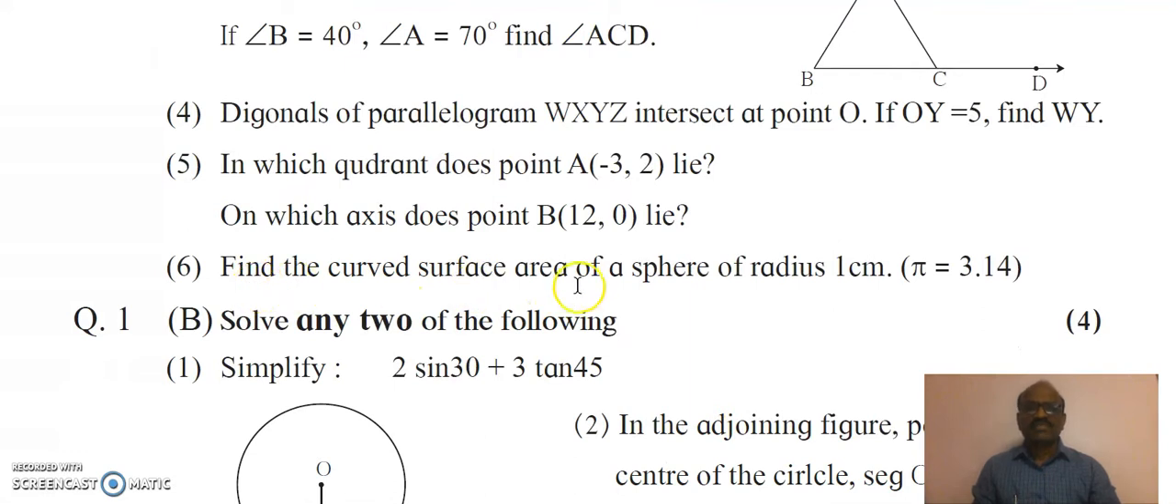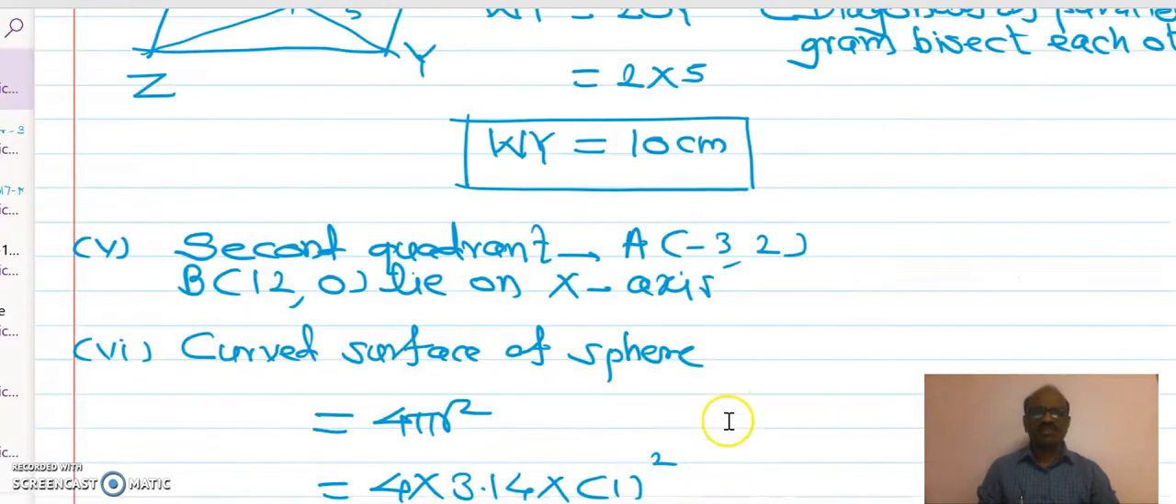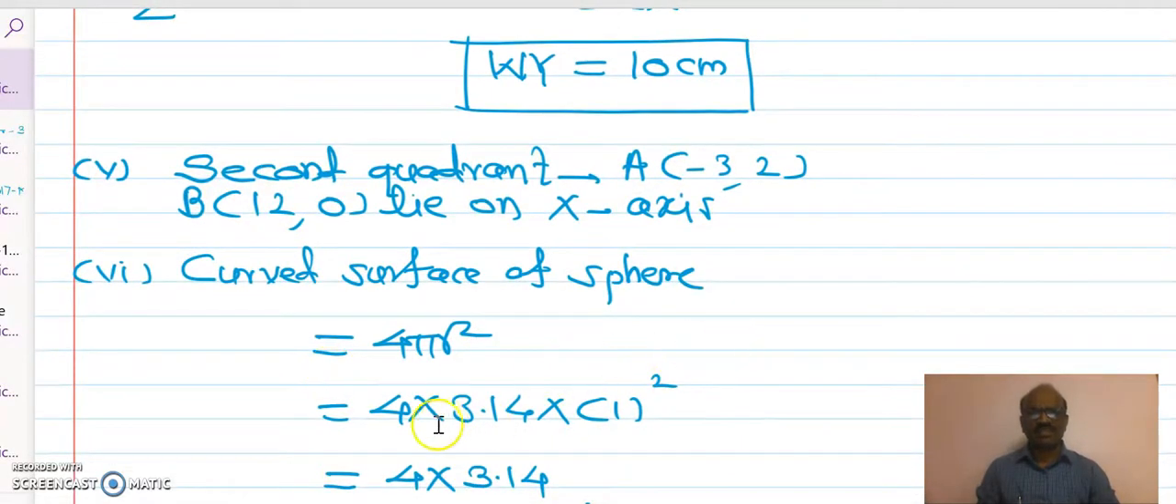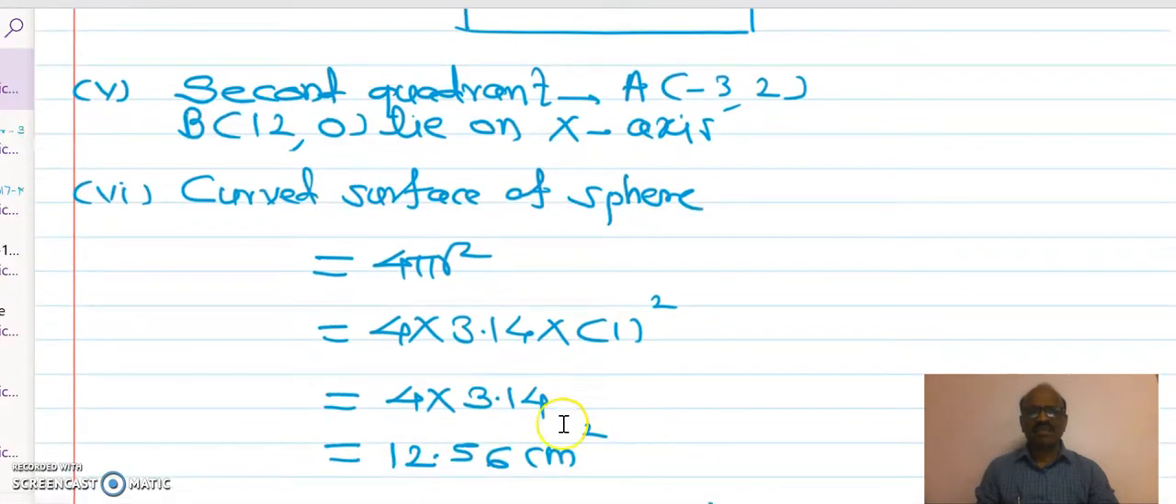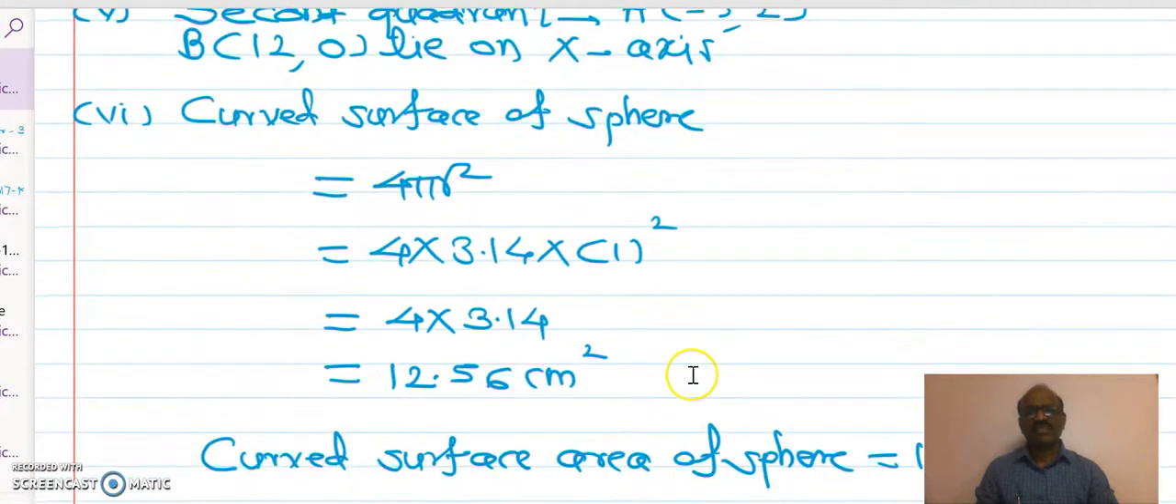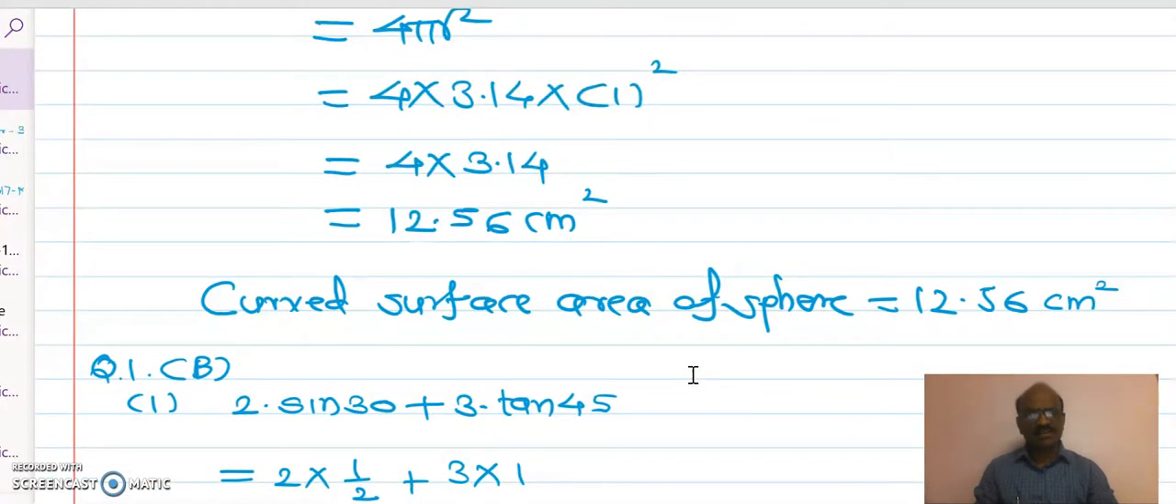Find the curved surface area of a sphere of radius 1 cm. Pi is equal to 3.14. Now the curved surface area of the sphere is 4 pi r square. Substitute the values, that is 4 into 3.14 into 1 square, and then you will get the value, that is 3.14 into 4, that is 12.56 centimeter square, and therefore the curved surface area of the sphere is 12.56 centimeter square.